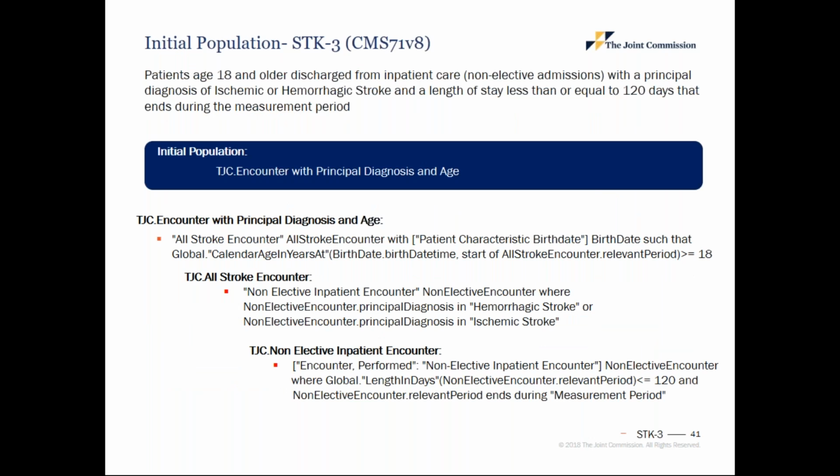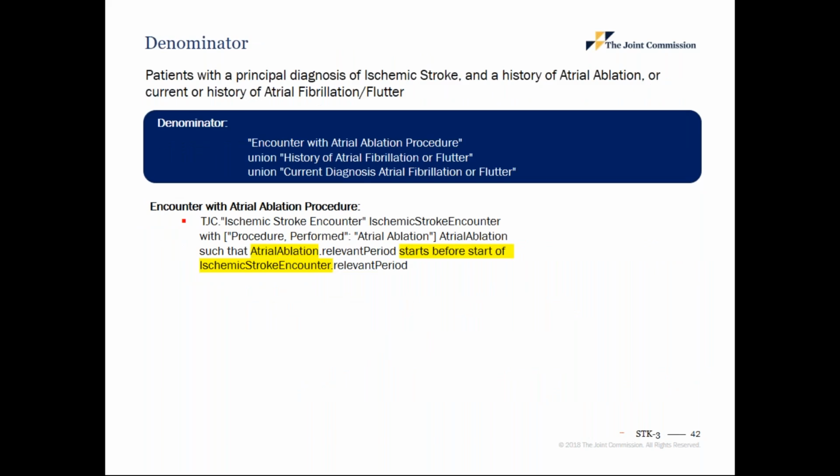Thanks, Karen. In the interest of time, since the initial population is the same for Stroke 2, we will move on to the denominator. The denominator is looking for patients with a principal diagnosis of ischemic stroke and a history of atrial ablation or current or history of atrial fibrillation or flutter. Since the initial population is the same, we call in the same ischemic stroke encounter, but we're also looking for a procedure of atrial ablation that occurred before the start of the encounter.